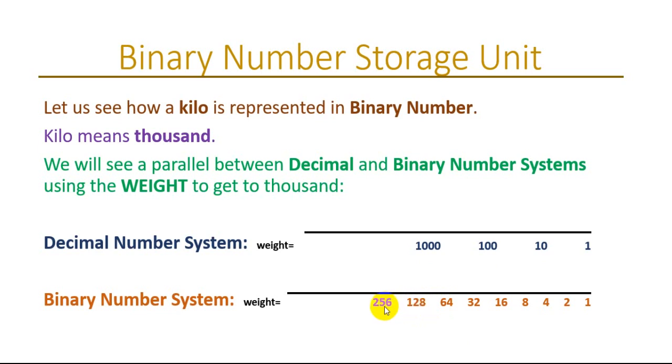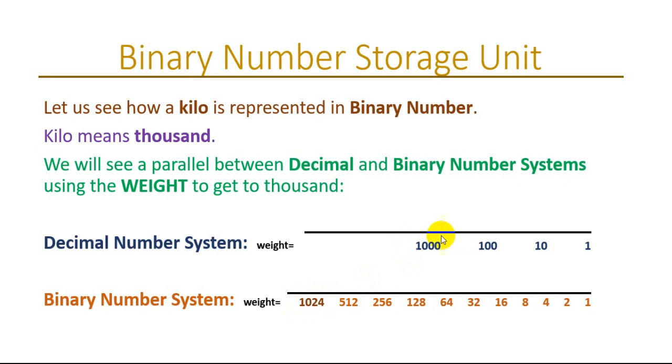Multiply this by 2, 256. Multiply this by 2, 512. Then multiply again, still not 1000, right? 512 multiplied by 2 is 1024. There we reach 1000. So this is the 1000 in the binary number system, not this.